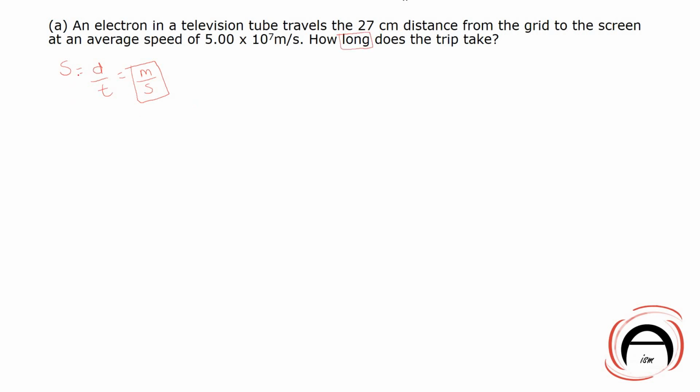So if we have our equation right here, speed equals distance over time, then we can see that easily by doing some division and solving for t. We're going to get our time is equal to our distance divided by our speed. So what's that going to be in this particular problem?